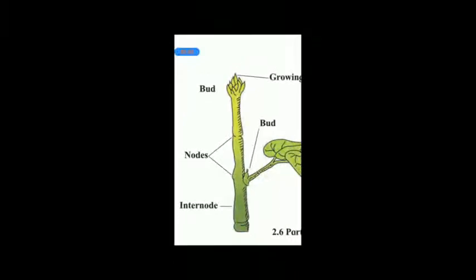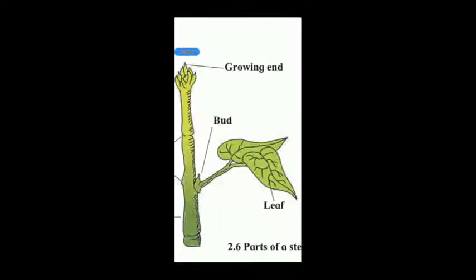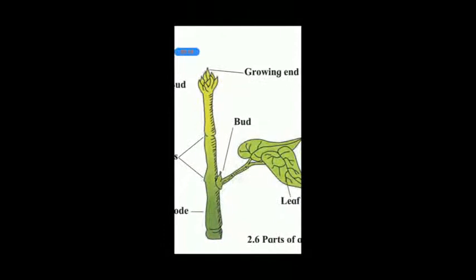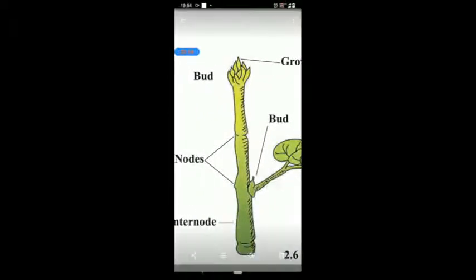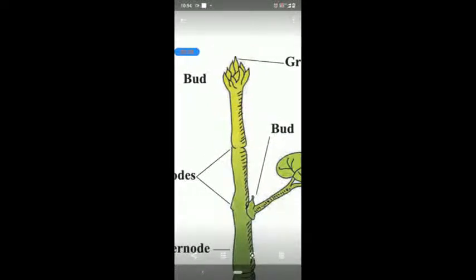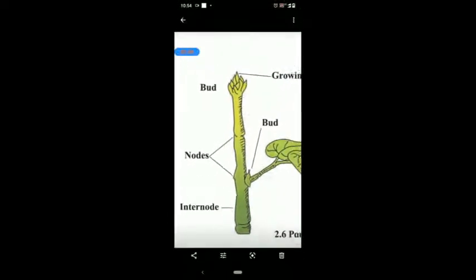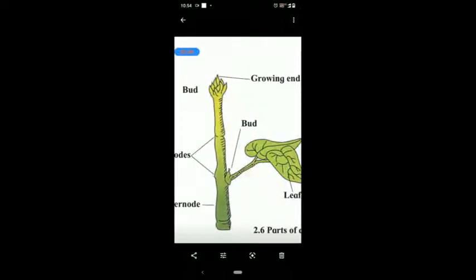Nodes are present on the stem, and the leaves come out of the node. The leaves take their growth on the node. The part in between two nodes is called the internode. The space between the two nodes is called the internode. Now the tip of the stem, or apical of a stem, is called the bud. The bud is the growing end of the stem.